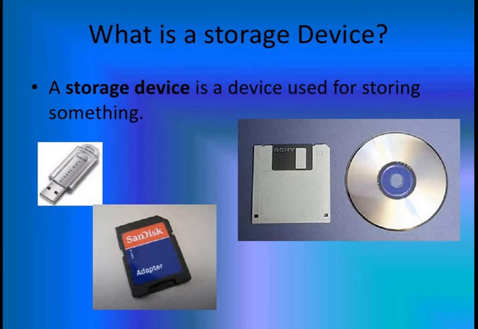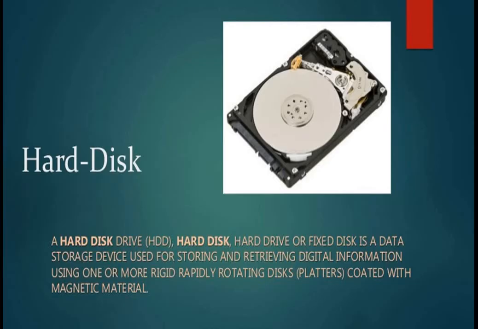Let's move to its examples. A hard disk is here. A hard disk is used to store data. Of course, a hard disk is a main storage device in a computer that can store a large amount of data at a very fast speed. It is also called a hard drive. Here you can see a hard disk, which is generally coated with magnetic material.